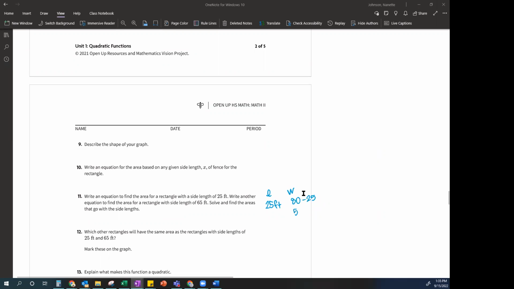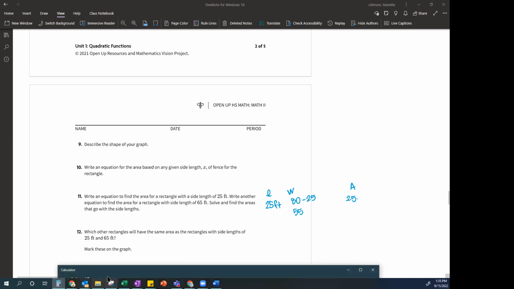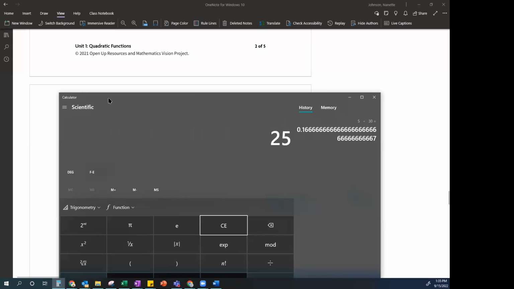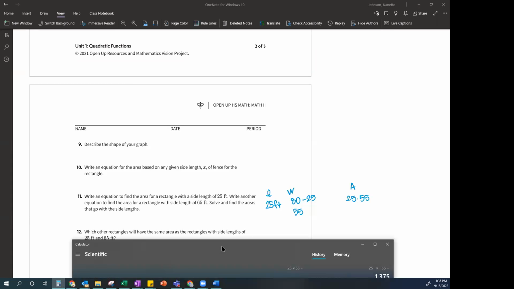And then it said, find the area. Oh, okay. So you just want me to multiply? Yes, I just wanted me to multiply. So the area is going to be 25 times 55. And whatever that is, I don't know what that is. Let me pull out my calculator. 25 times 55. I don't know why this is the largest. 1,375 feet squared. So this is equal to 1,375 feet squared. And I forgot feet here. So let's put that there. So that's how you do that.